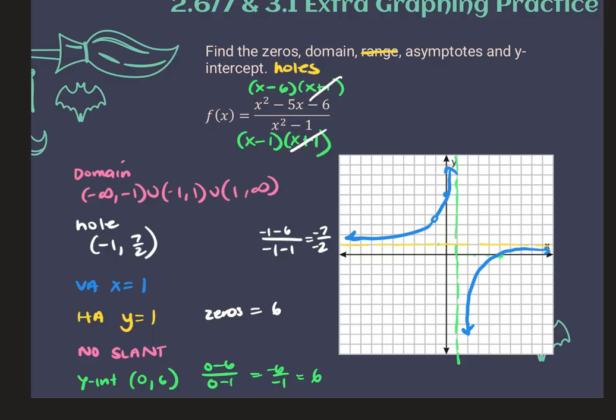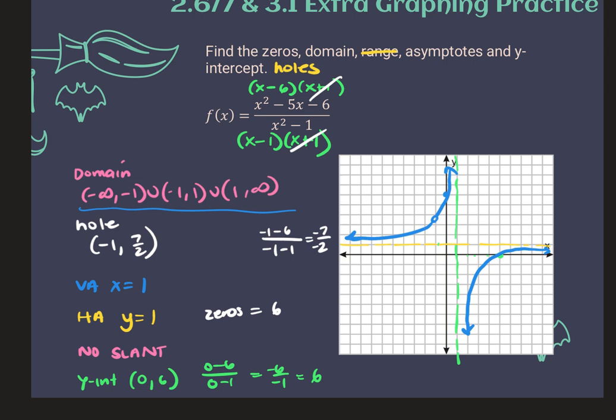This one had a hole. So before the hole, the very first thing I did, factor both top and bottom. And then before you cross out, you have to do domain. So domain comes before we cross out for the hole. And it's negative infinity to negative 1, and negative 1 to 1, and then 1 to positive infinity. I think almost everybody got that right.